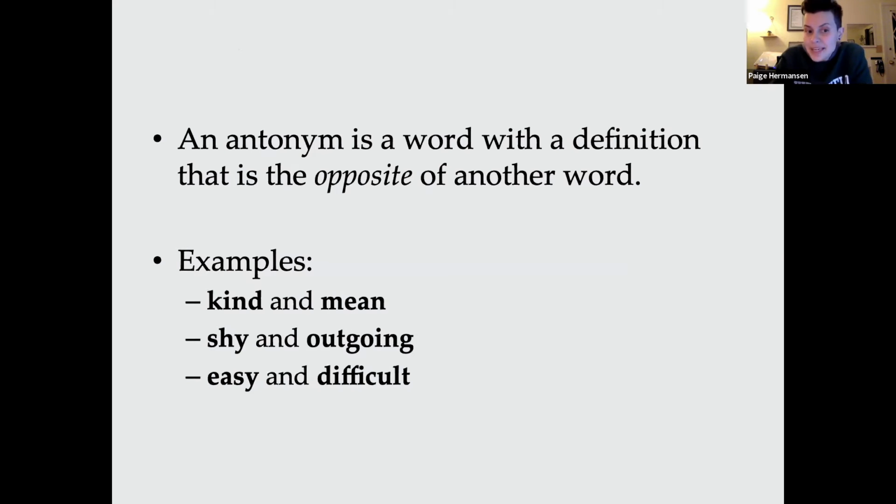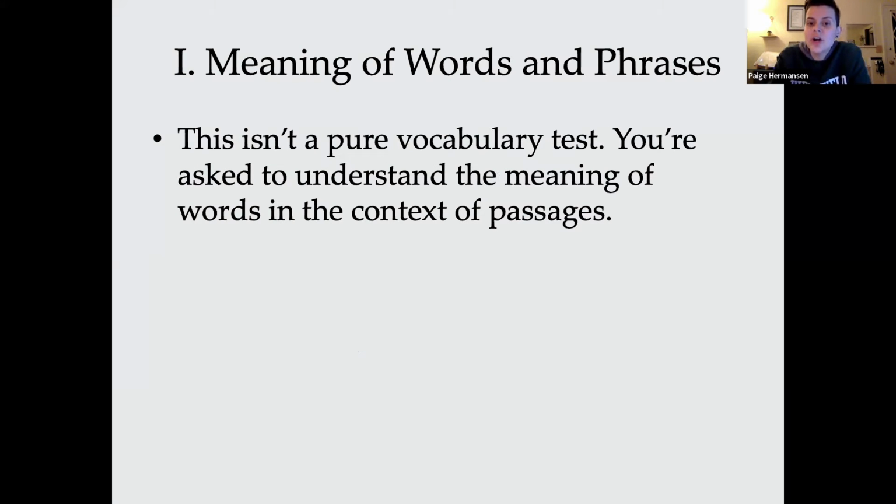So kind and mean, shy and outgoing, easy and difficult. These are opposites, right? Again, the good news is this is not a pure vocabulary test. They're not just going to ask you, what is a cistern? And then you have to answer it. It's always going to be contextual clues, contextual information.